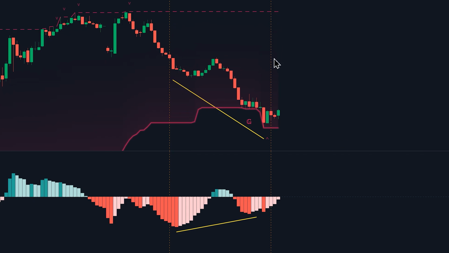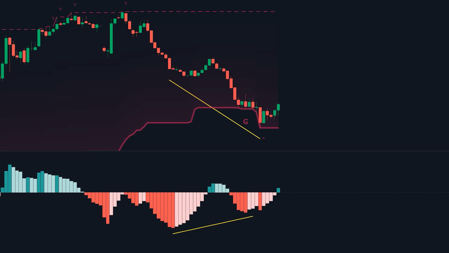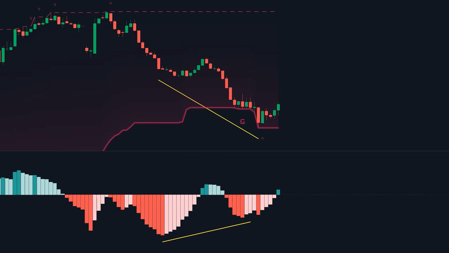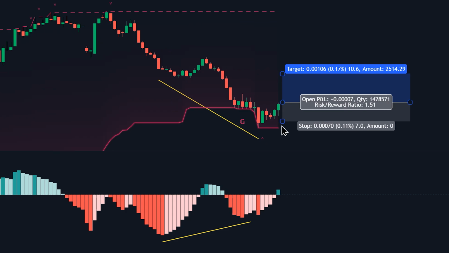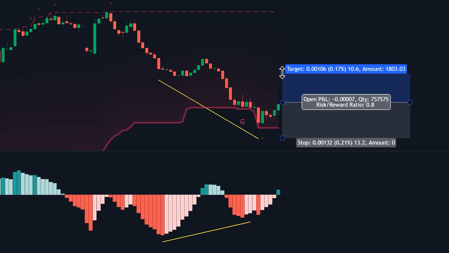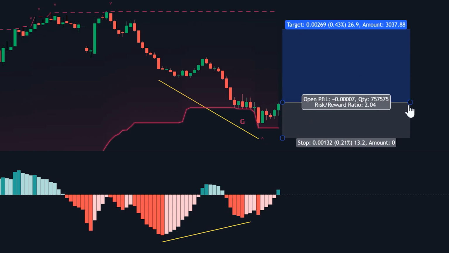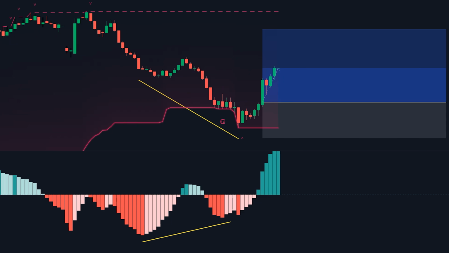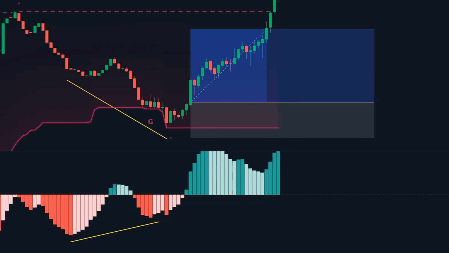Now, once you see the MACD histogram turn green again, indicating bullish momentum, you enter a long position. Place your stop loss right under the lower band. Set your take profit 2 times the risk. Let the trade run. And in this example, it turned out profitable.